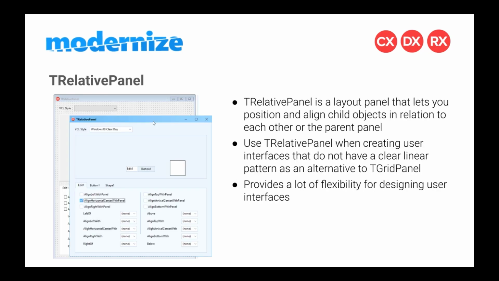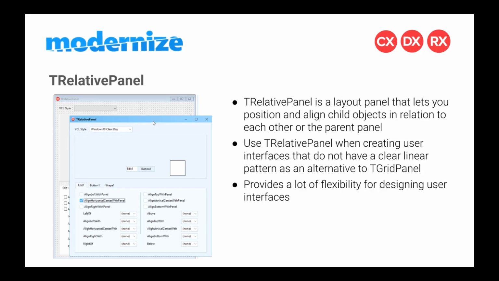There's another component that's specific for Windows 10. It's called a relative panel, and it's a layout panel that lets you position and align child objects in relation to each other or the parent panel. And it really provides a lot of flexibility for designing user interfaces, and we have a very nice demo application that actually ships with the product.